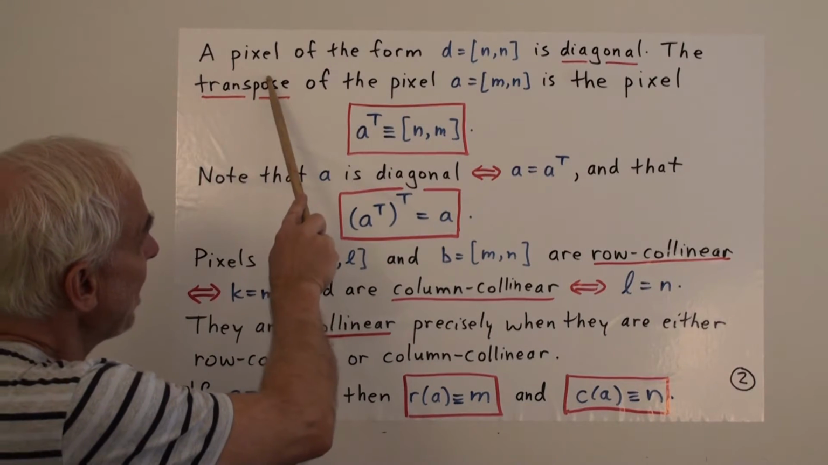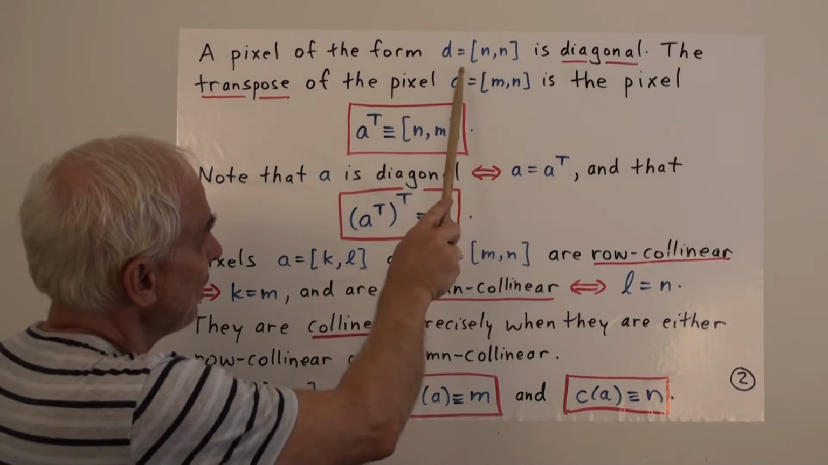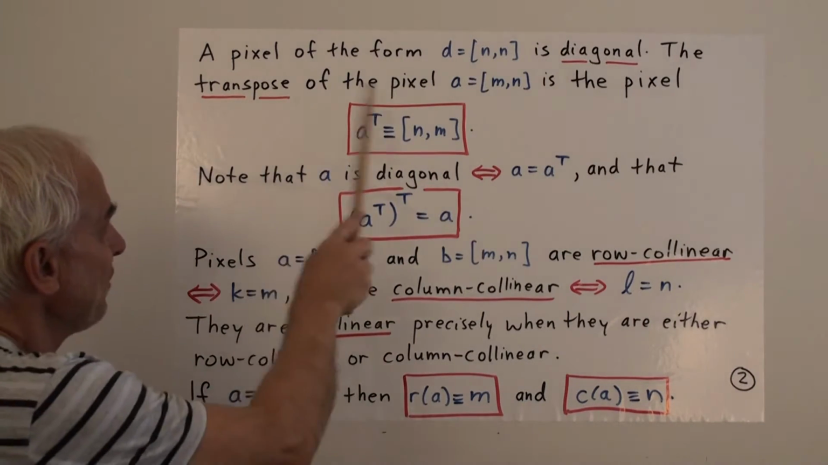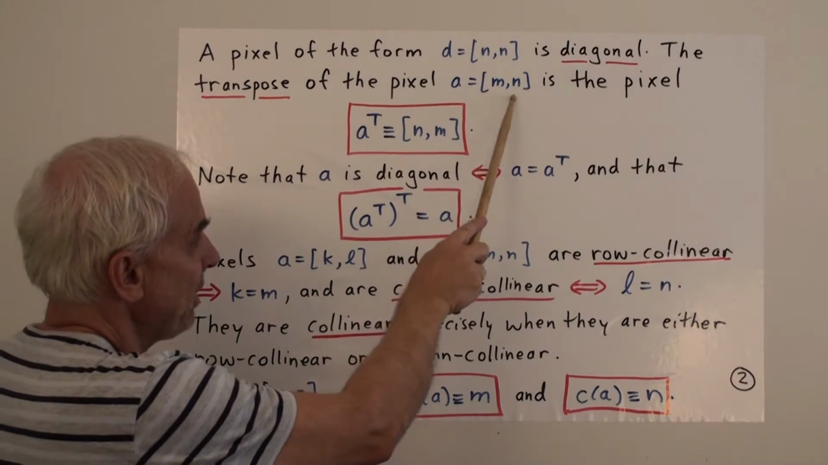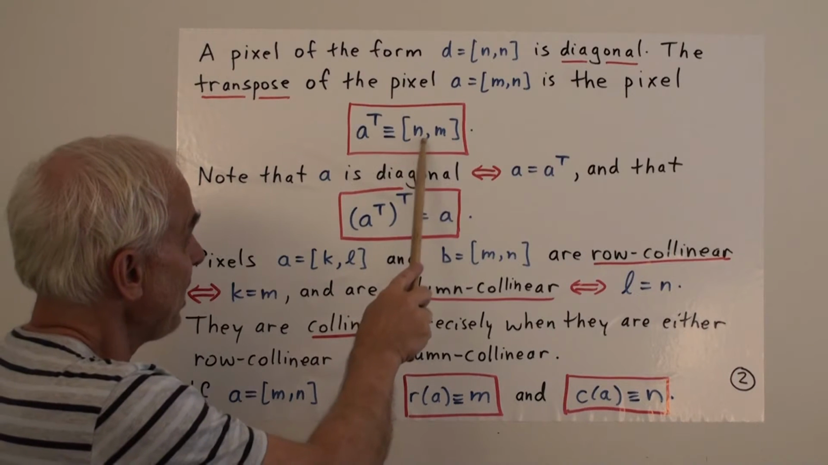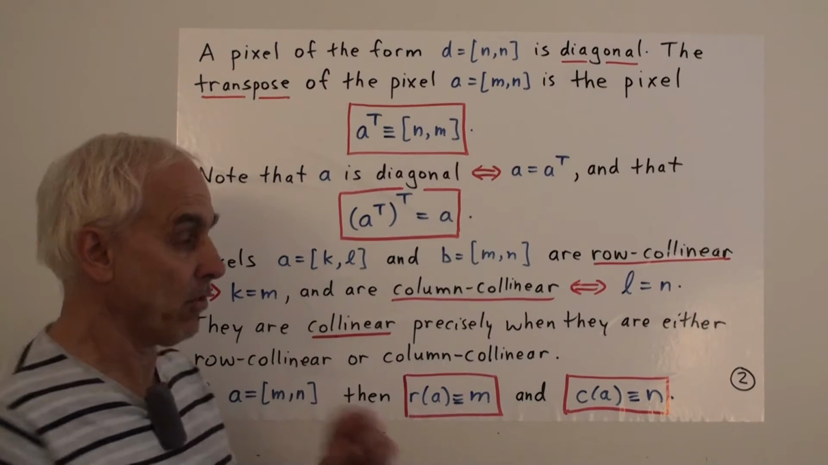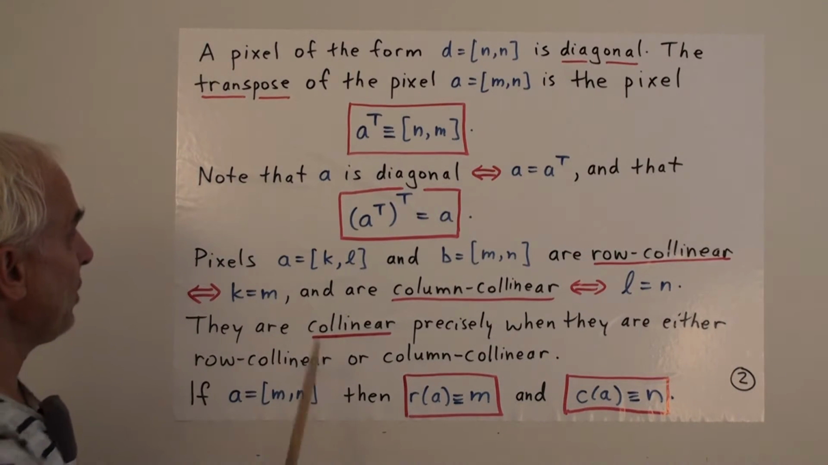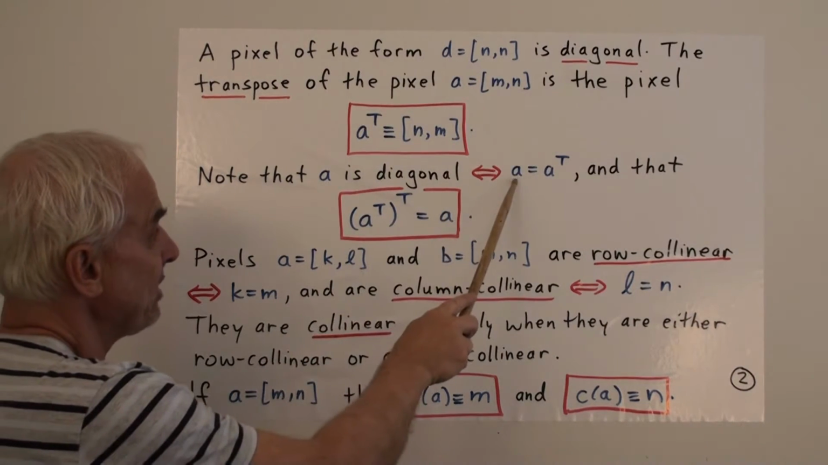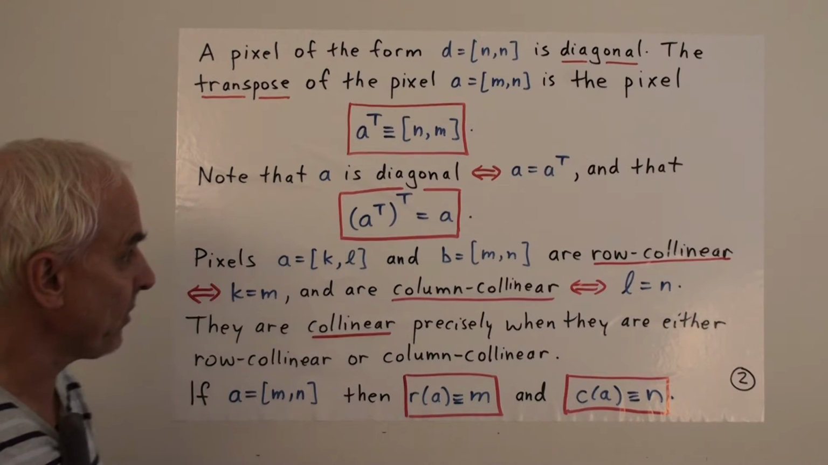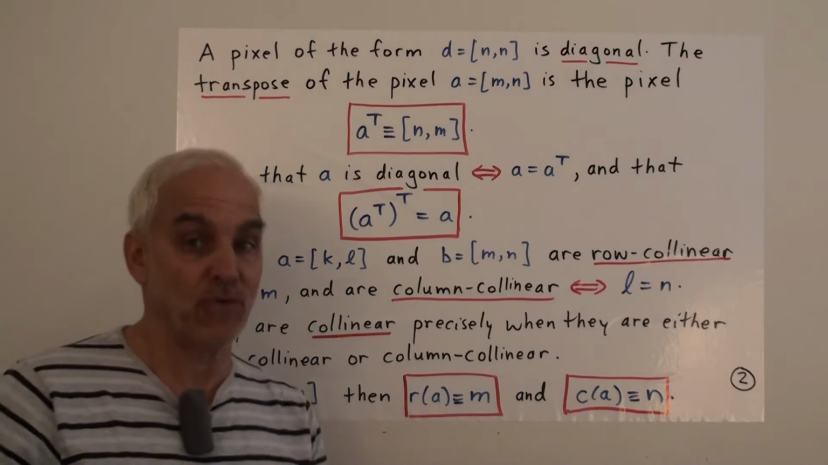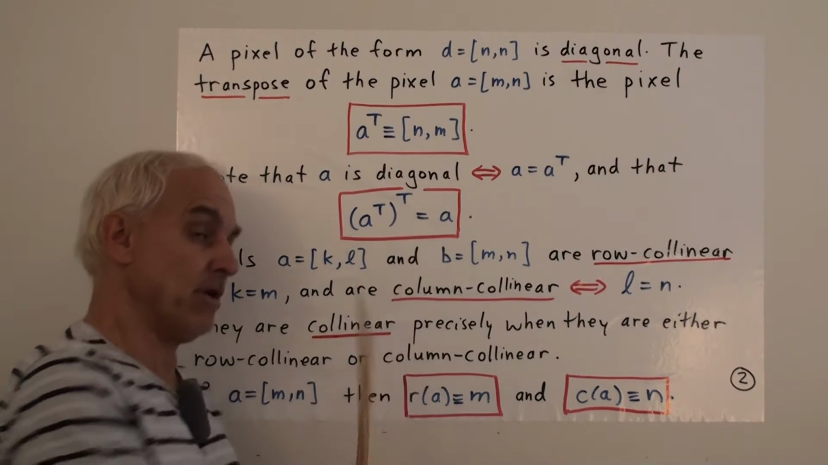So we defined last time that a pixel is diagonal if it has the form NN. And the transpose of the pixel A equals MN is the pixel A^T, standing for A transpose, which is NM. So we just reverse the order of the two entries. And we note that A is diagonal, that is of this form, precisely when it's equal to its transpose. And we might also observe that if we take the transpose of the transpose, then we get back to the original pixel.